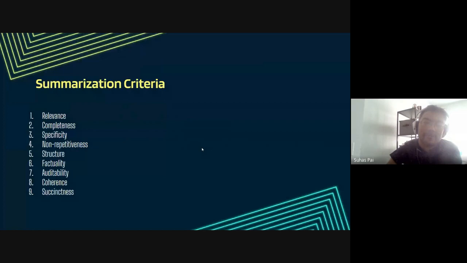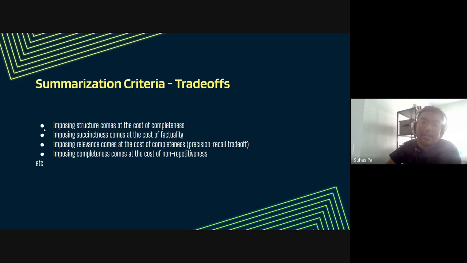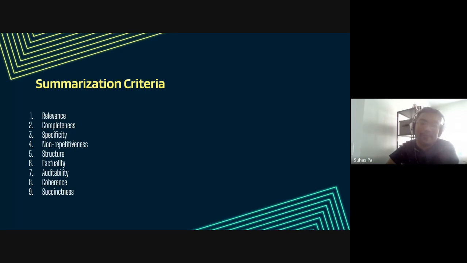So, for example, if you impose structure, it comes at the cost of completeness. If you try to impose succinctness, it comes at the cost of actuality. So there are so many. Just optimizing for each of them, you are going to bring about a degradation in some other thing. And some of these are just properties of LLMs themselves.